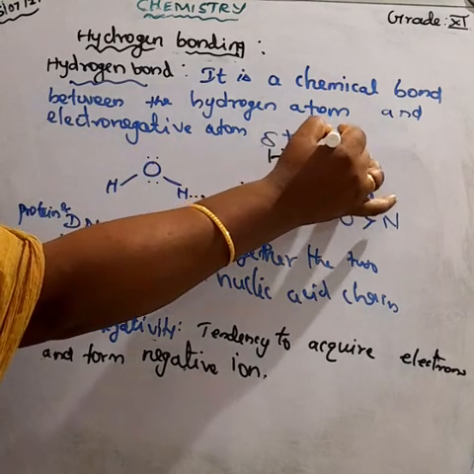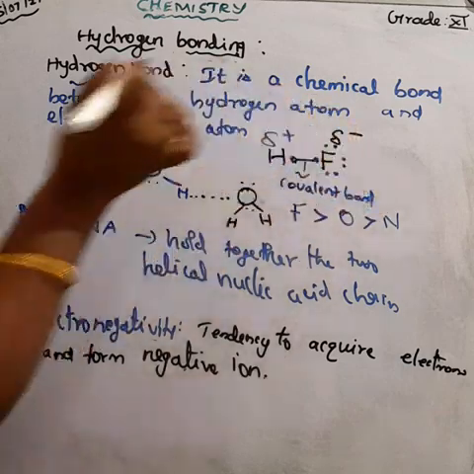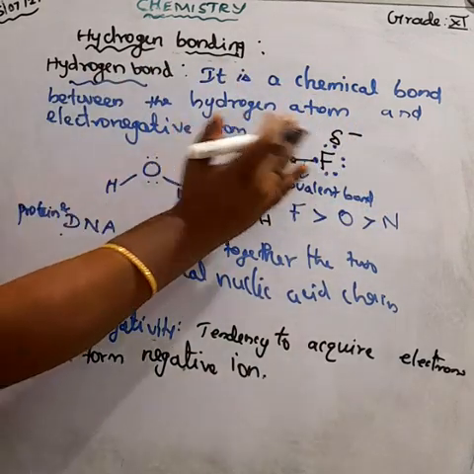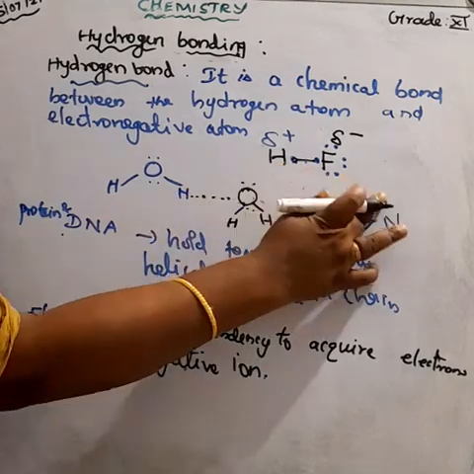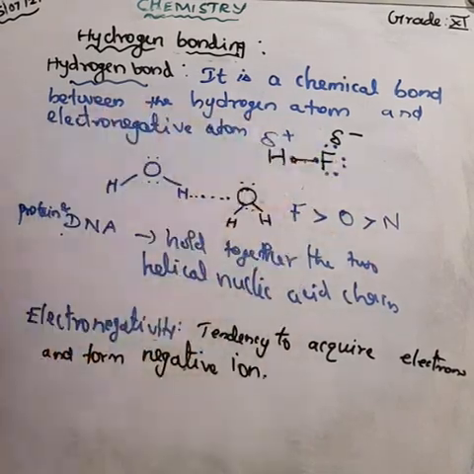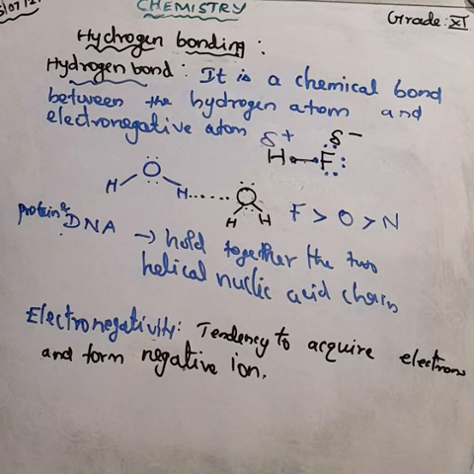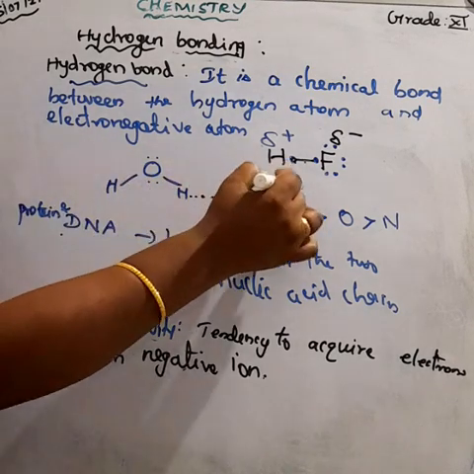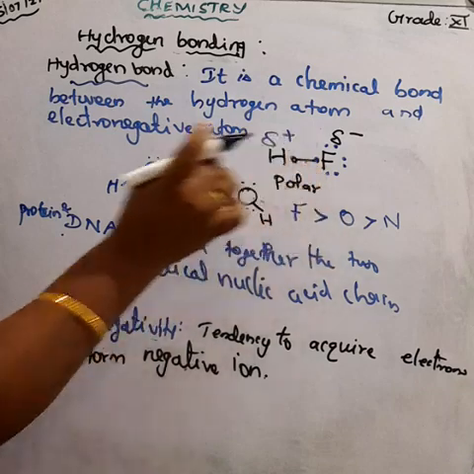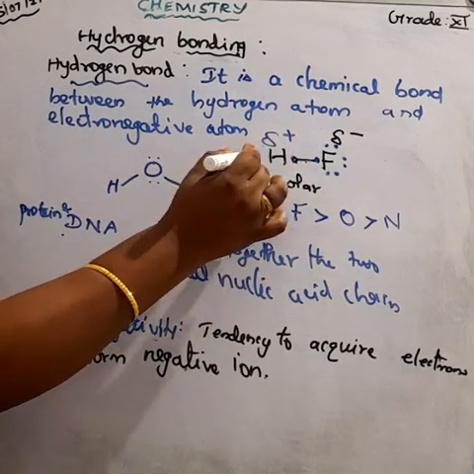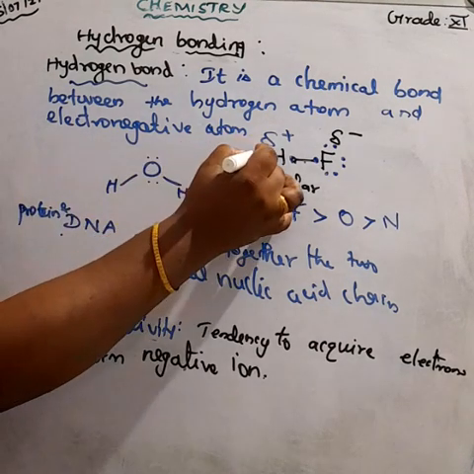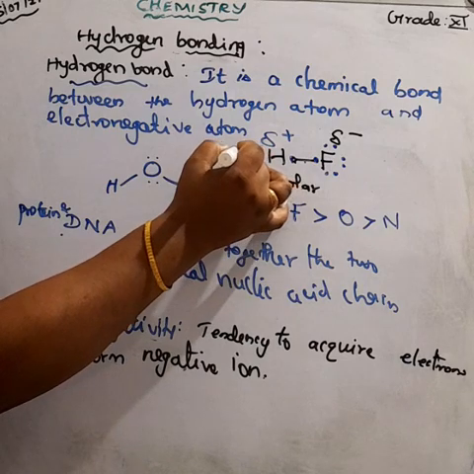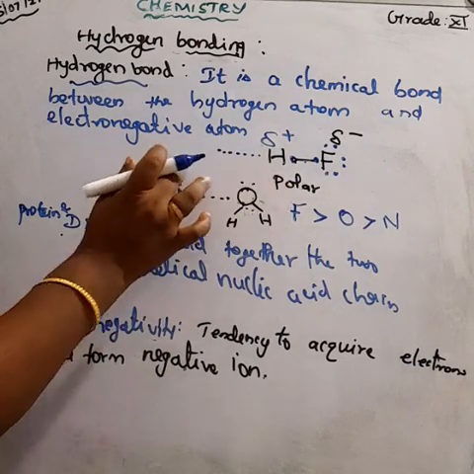This separation of electric charge in a molecule is called polar. Understood? Due to this effect, the polarized hydrogen atom is able to form a weak electrostatic interaction with another electronegative atom present in the vicinity. Vicinity means nearby. So this hydrogen is polarized.